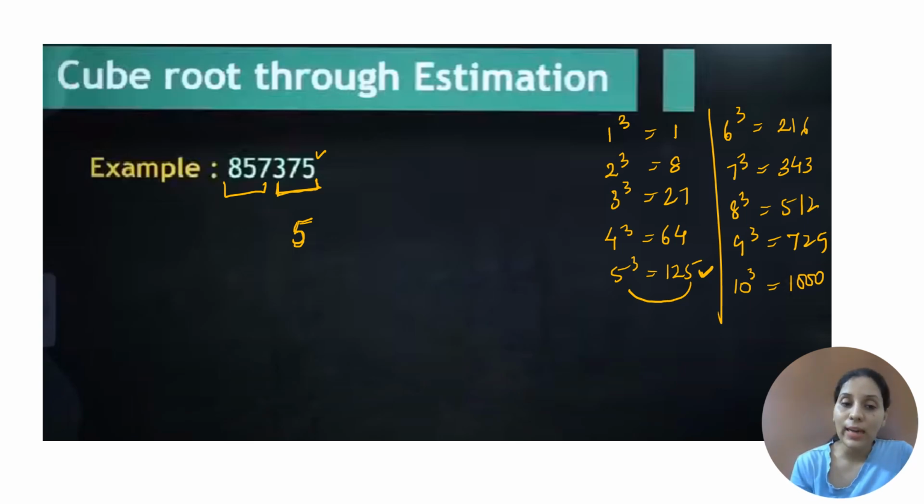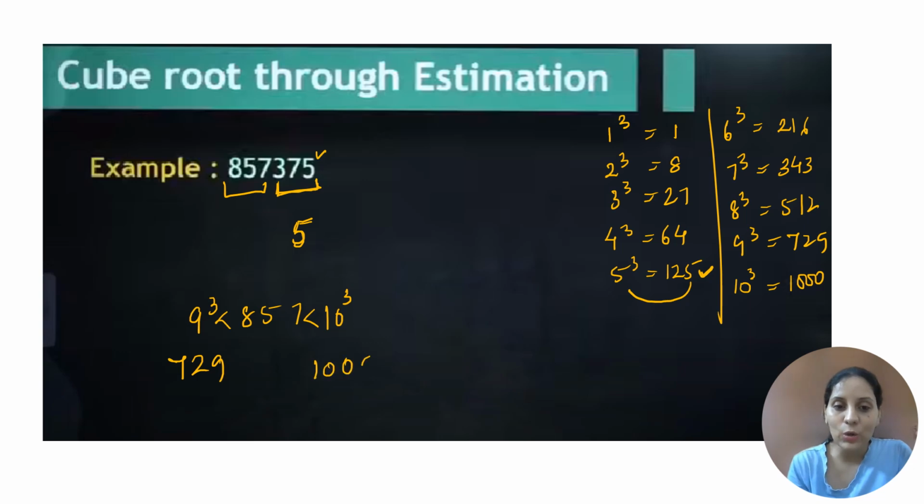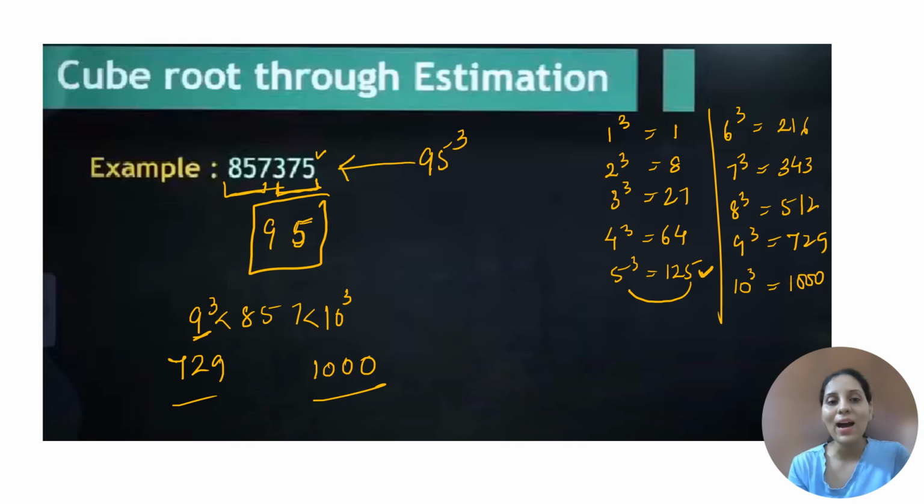Now coming to the next group, 857. You can see 857 lies between 9 cube and 10 cube, right? 9 cube is 729 and 10 cube is 1000. So it lies between these. Then which one should we consider, 9 or 10? You will always take the smaller number. So we will consider 9. So this is the cube root. So it is 95, and this is my answer. Isn't it easy? This is through estimation.